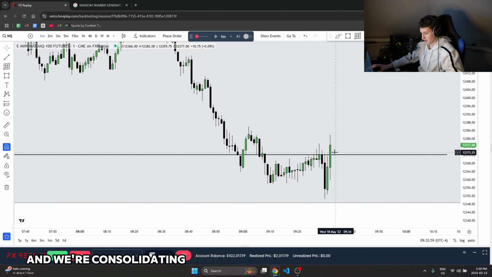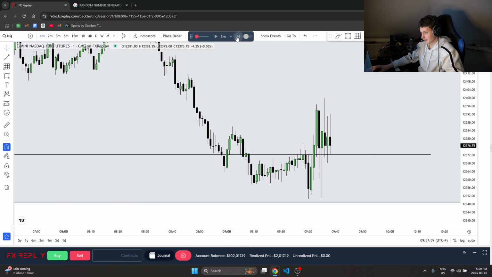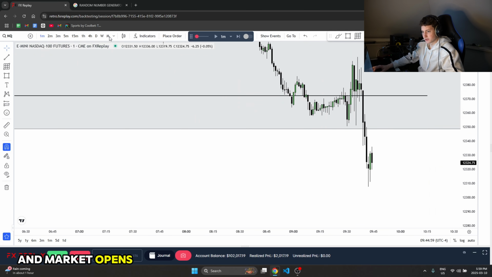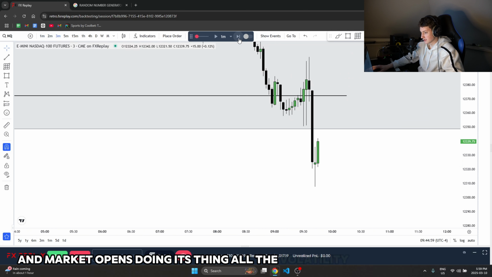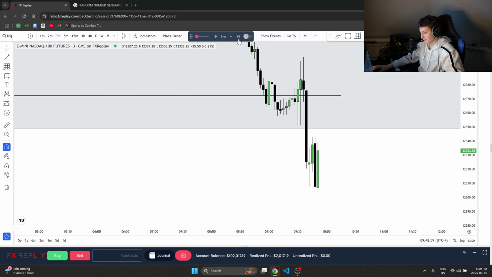And we're consolidating, market open, probably gonna rip from here. And market open's doing its thing. All the volatility, right? Very common.